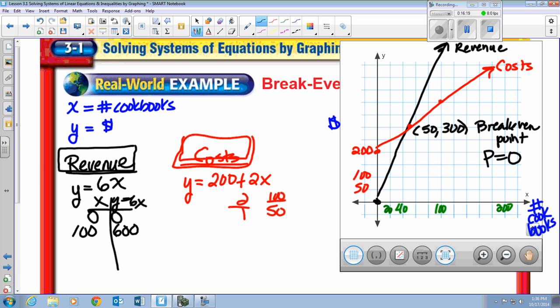Now, here's the really cool thing about doing this graph. The left part of the graph, my costs are greater than my revenue. When my costs are greater than my revenue, in here I've made a loss. I've suffered a loss.